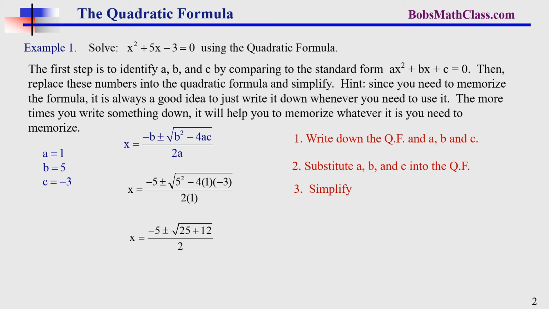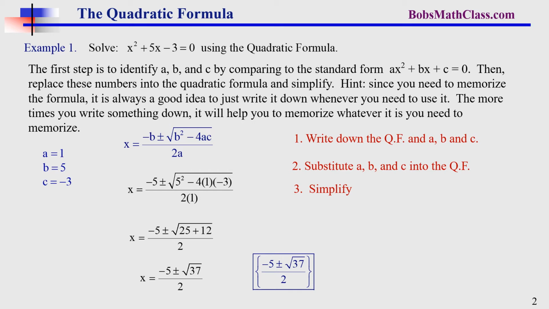So inside the radical, the radicand is 25 plus 12. We could add those two numbers together. We have the square root of 37. 37 is a prime number. It will not simplify. There's no pairs in there. So that's our final answer. Negative 5 plus and minus square root 37 all over 2.